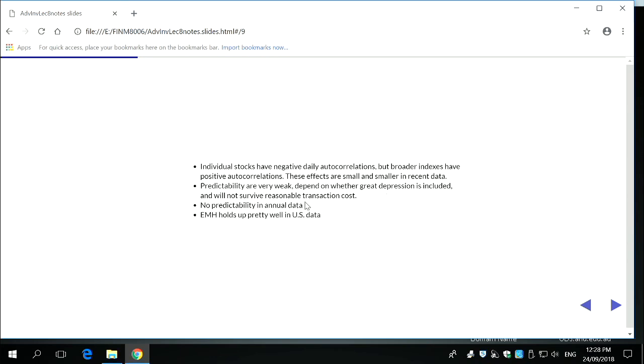In the annual data, we can't find any of the predictability, and the efficient market hypothesis holds up pretty well in the US data at least. Right? This is not to say that if you use some sort of frontier market or emerging market data, you can't find some of the predictability. But by and large, most of the predictability people find cannot survive the transaction costs.